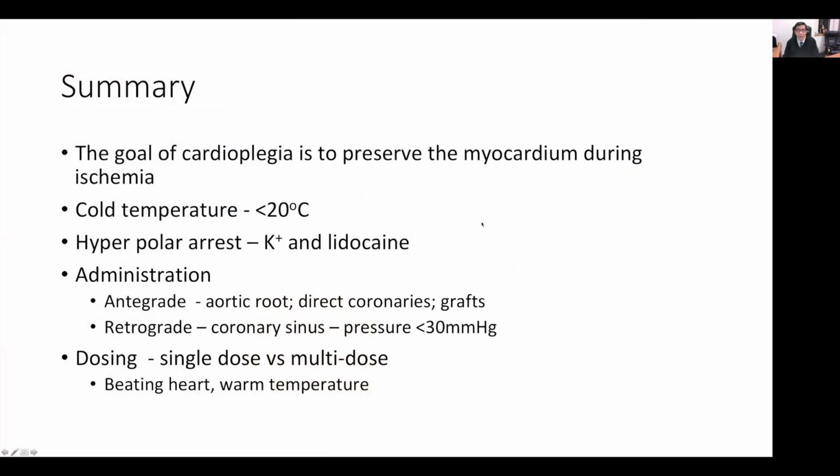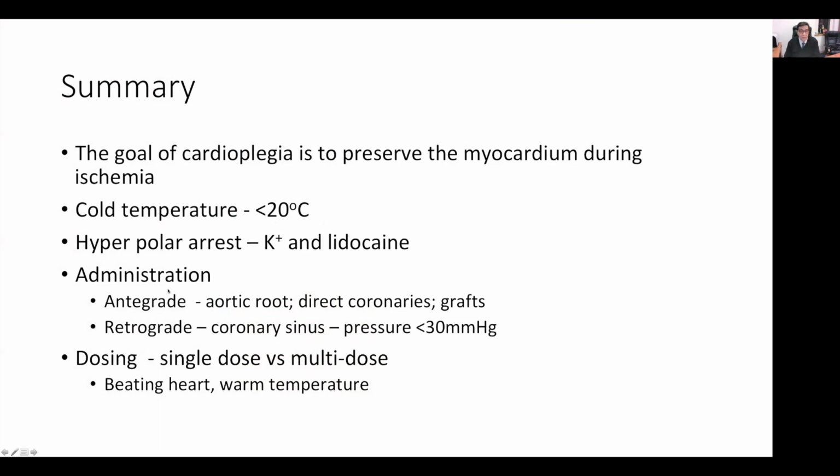So to summarize, the goal of cardioplegia is to preserve the myocardium during ischemia. Cold temperature is critical. Probably the single most important factor that you can do is less than 20 degrees. Cardiac arrest is the second most important thing that you can do to protect the heart, either using potassium or lidocaine or a combination of both.